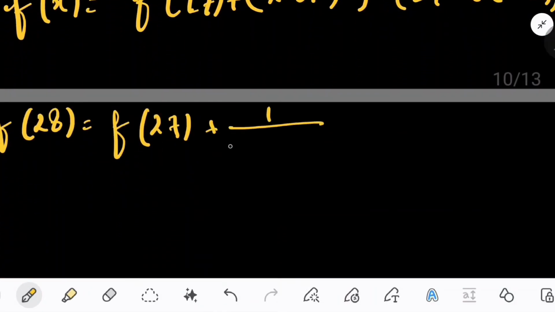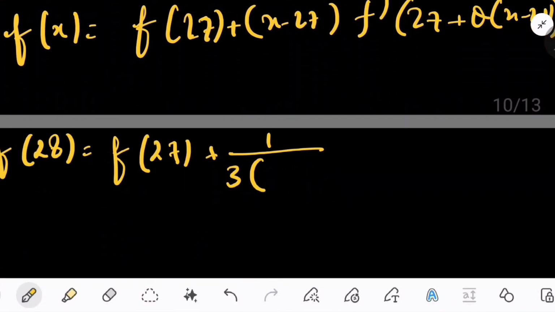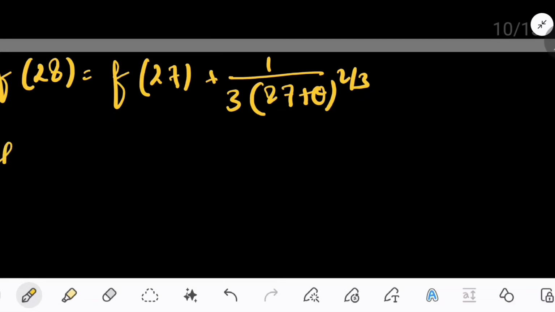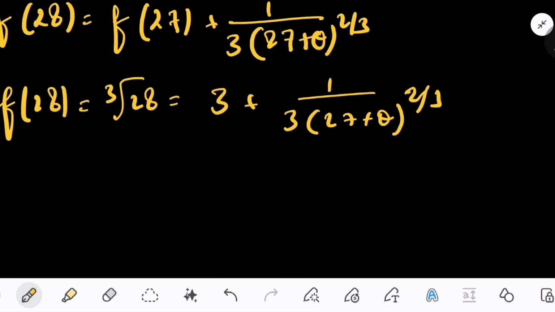Plus 1 upon 3 into x plus 27 plus theta into 1, because 28 minus 27 is still 1, raised to the power 2 by 3, right? So f at 28 is equal to cube root of 28, which is equal to 3. What is the cube root of 27? It is 3, right? Plus 1 upon 3 into 27 plus theta raised to the power 2 by 3, right?